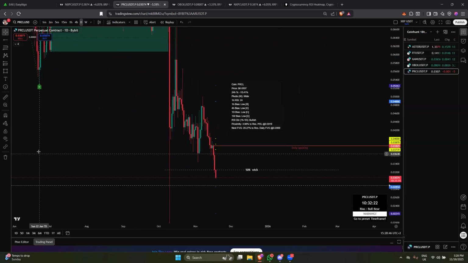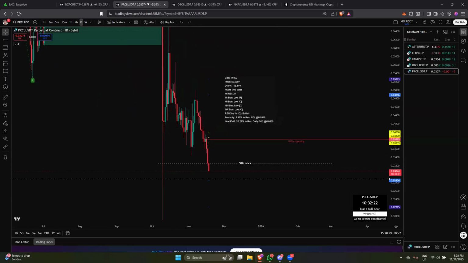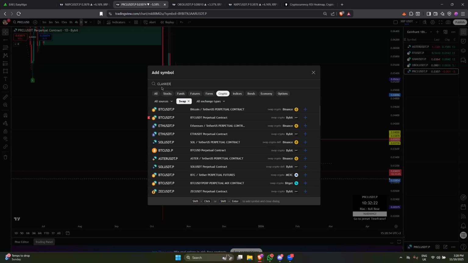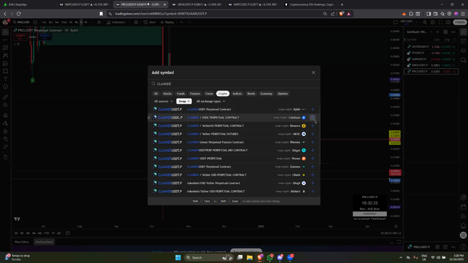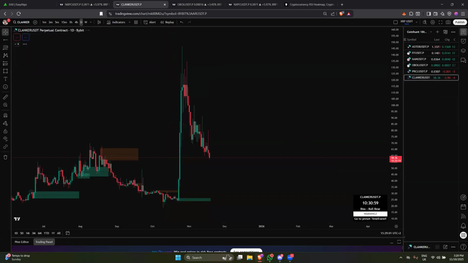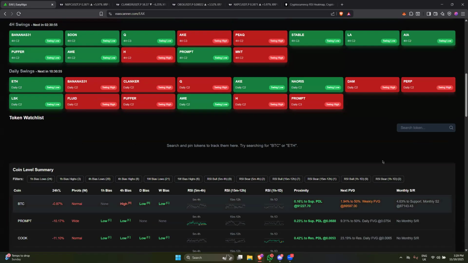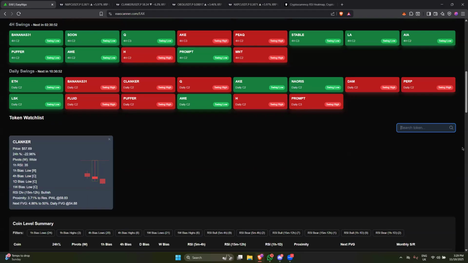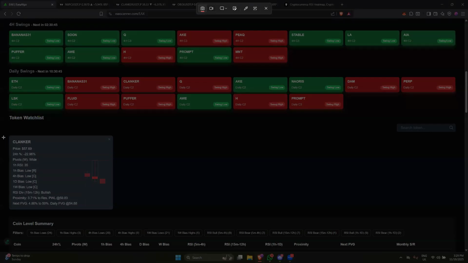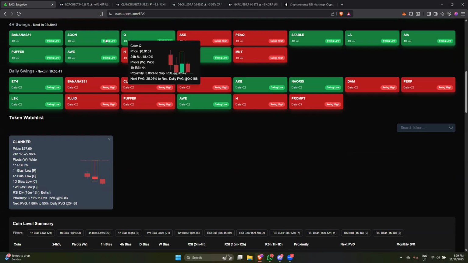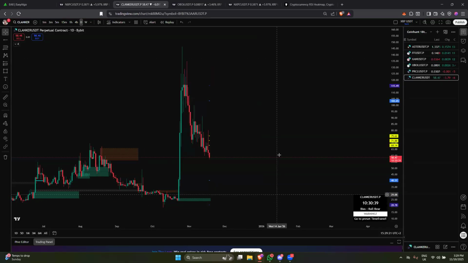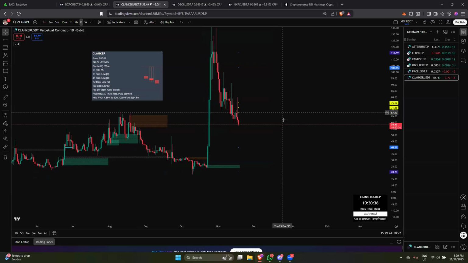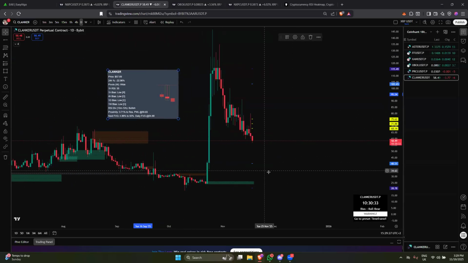Doll's probably in this already. Thank you. Let's have a look here. Okay, 35 RSI bullish. So it's still in continuation to the downside. A massive fair value gap.